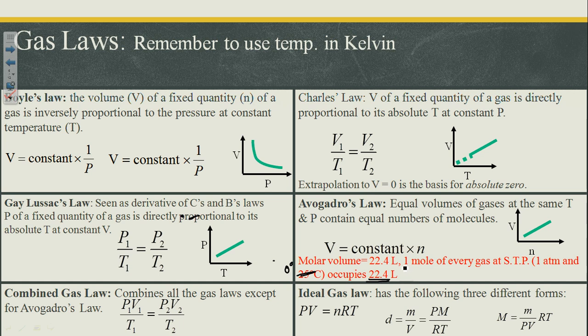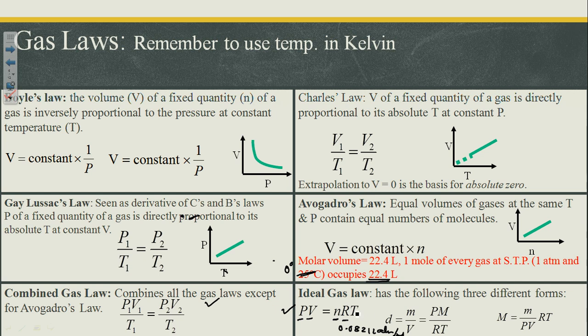If you combine all the laws except for Avogadro's law, you get the combined gas law, which is P1 V1 over T1 is equal to P2 V2 over T2. The ideal gas law, or PV equals nRT, is when you combine all the gas laws, where P is pressure, V is volume of gas, n is moles, R is gas constant, which is 0.0821 liter atmosphere per Kelvin mole, and T is temperature in Kelvin.